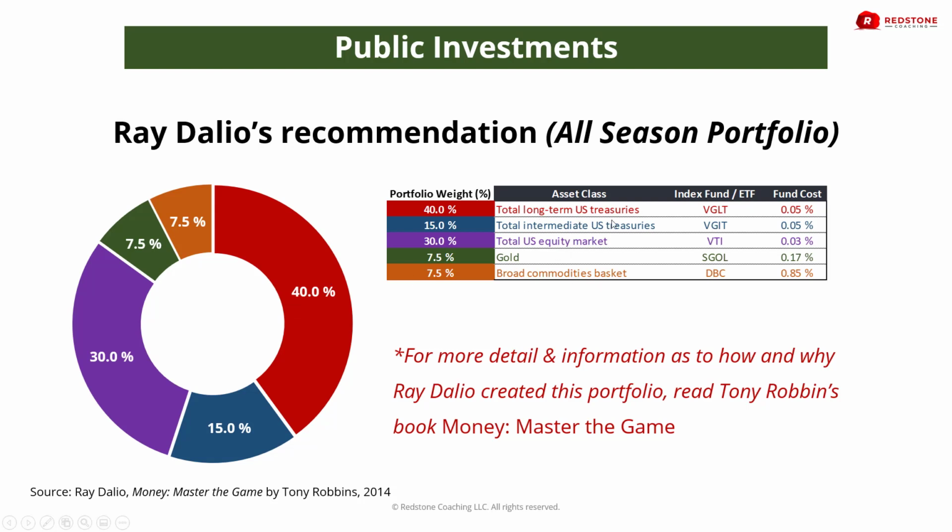So long-term U.S. Treasuries, and total intermediate U.S. Treasuries, and these are fixed income. These are U.S. government bonds. Long-term U.S. government bonds, so think of these as 30-year U.S. government bonds, and then intermediate U.S. government bonds. So this could be anywhere from 7 to 20-year bonds. And then total U.S. equity market.